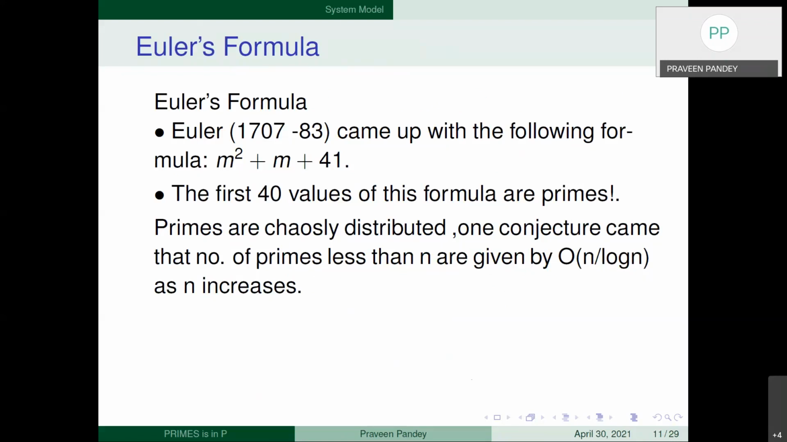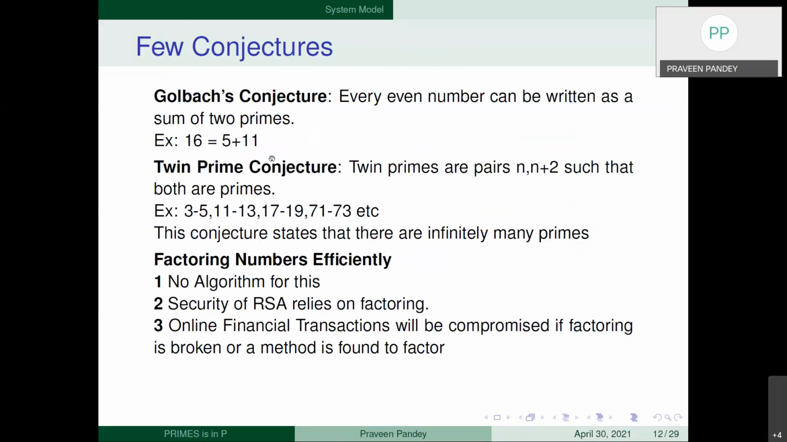Around 1898, Legendre and Gauss came up with a conjecture. At that time they were not sure whether it is true, but they conjectured that as n increases, the number of primes converges to n by log n. We also studied this in our initial classes as the prime number theorem, and we studied it as a theorem because it was proved by Hadamard and de la Vallée Poussin. So let's move further. There are a few conjectures also, like the Goldbach conjecture, that every even number can be written as a sum of two prime numbers.